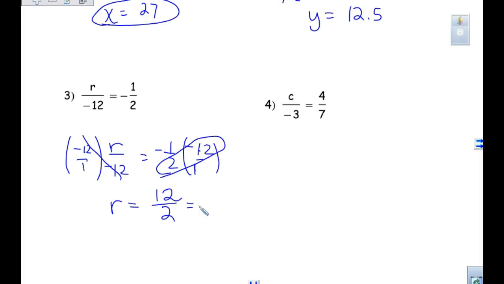But this is where someone will say, but Mrs. Thompson, that's not in simplest form and correct. I would mark that wrong. What do I need to do? I need to divide on both sides. And we're going to divide on both sides. 12 divided by 2, r gives us 6. So this one, does that make sense? That if we take 6 divided by negative 12, does that actually equal a negative 1/2? Yeah, that makes sense, right?